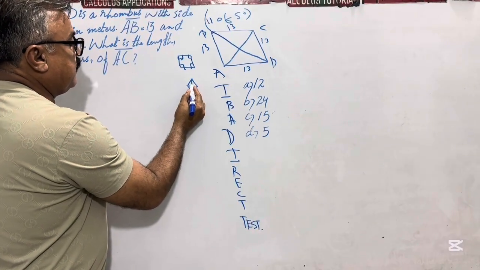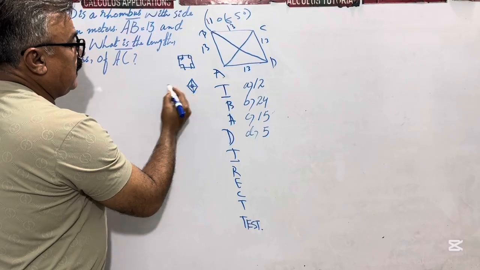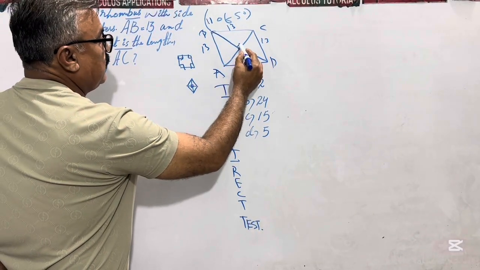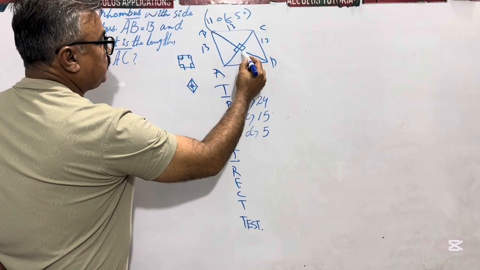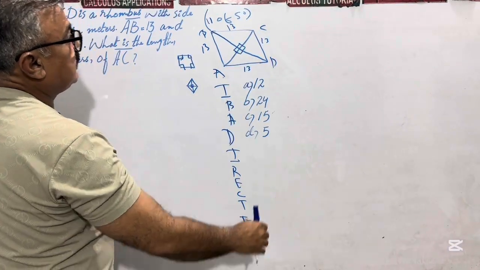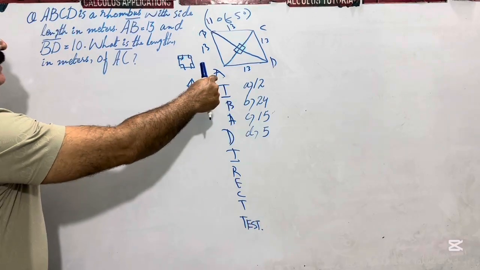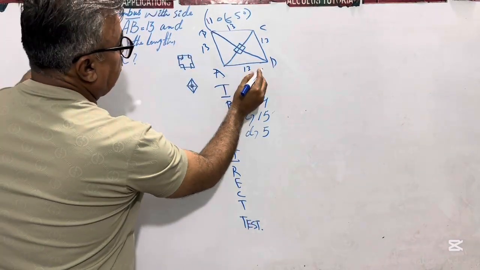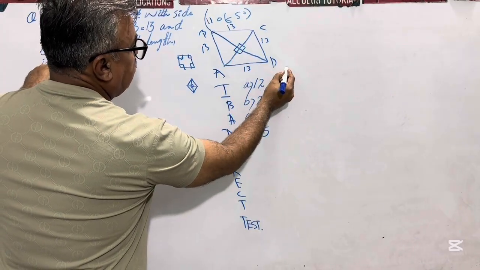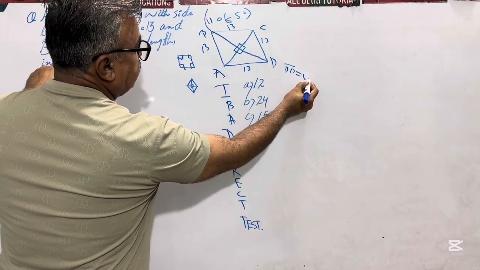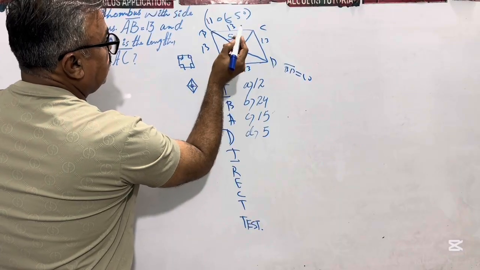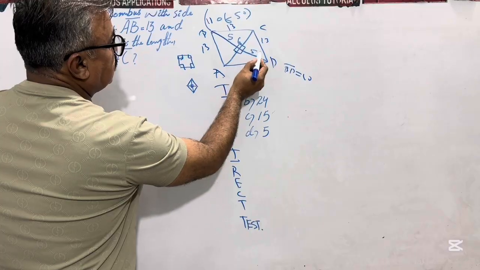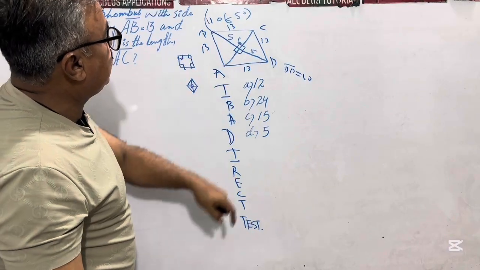However, diagonals in case of rhombus are perpendicular to each other. By virtue of diagonals, they bisect. They meet at the midpoint. And we have given BD is equal to 10. Suppose the intersection is E. BE is 5, ED is also 5.